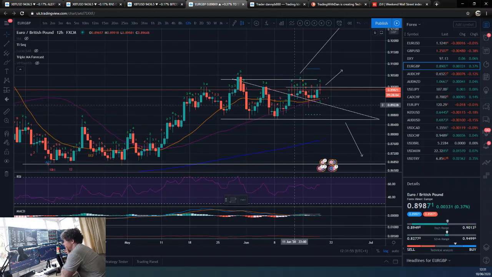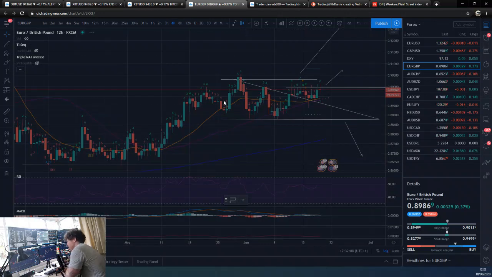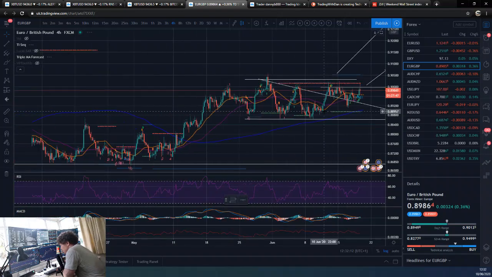Like I said, moving averages on the daily are looking bullish. They could all be sloping upwards, but they're currently not all sloping upwards. Some of them are a bit flat, but this could have a lot of pressure to the upside soon. So yeah, I'll potentially be looking for longs.